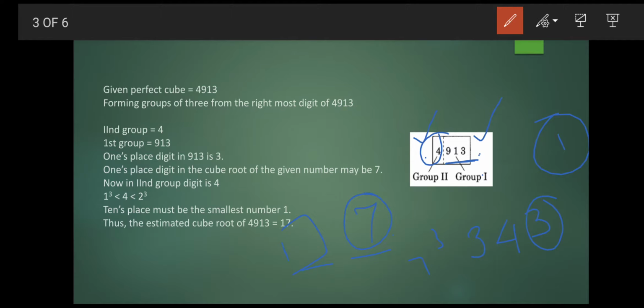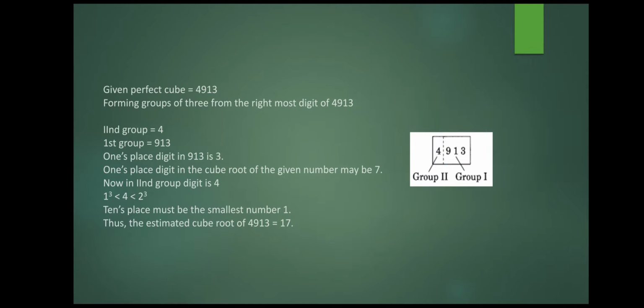So now think that 4 जो है वो कौन से क्यूब्स के बीच में आ रहा है. सपोज 1 का क्यूब है 1 एंड 2 का क्यूब है 8. सो 4 किसके बीच में आएगा, 1 और 8 के बीच में 4 आएगा आपके पास. सो यहाँ का पॉसिबल डिजिट क्या होगा, 1 और 2. So what will we take? We will take this smaller one. So here 1. So 17 is your answer. Understood? Let's begin with the next one.